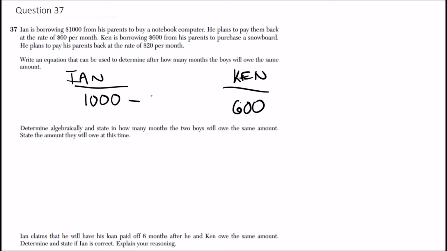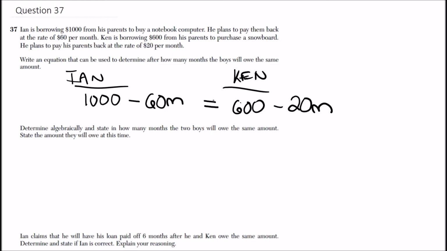However, Ian's paying it back at $60 per month. So that's going to be taken away from what he owes. Meanwhile, Ken's going to pay back his parents at a rate of $20 per month. So what he owes, we have to subtract that from. So in order to determine how many months they will owe the same, well, this is what Ian owes, that's what Ken owes, so we just simply set them equal.